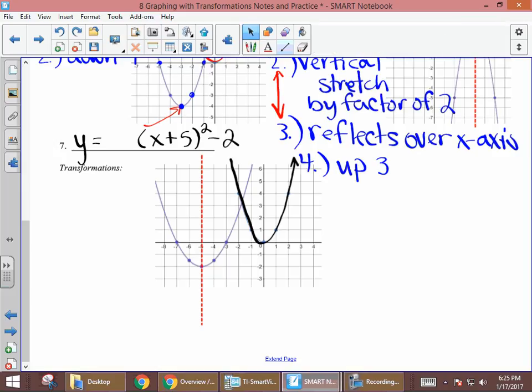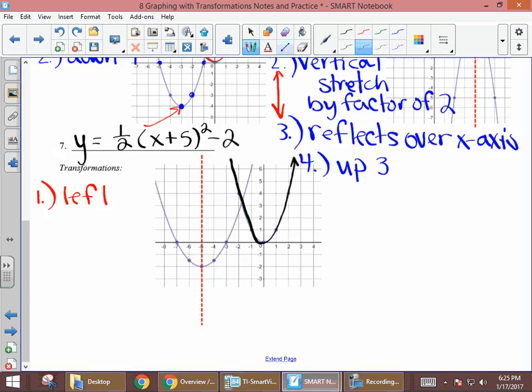But now, when we go 1 away, I'm not going up a full 1. It's half of what it used to be. So this is going to have a coefficient out front where a is 1/2. All right, so let's label these things. So 1, we are going left 5 units. 2, we have a vertical either stretch or compression. Since the number out front is 1/2, that is a compression. It's between 0 and 1.